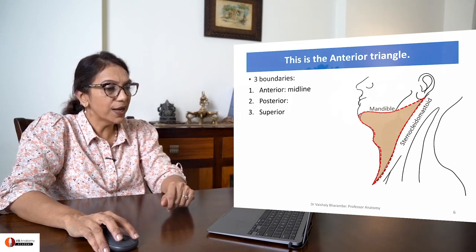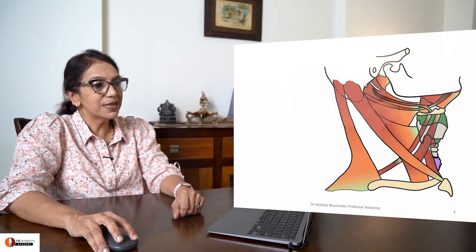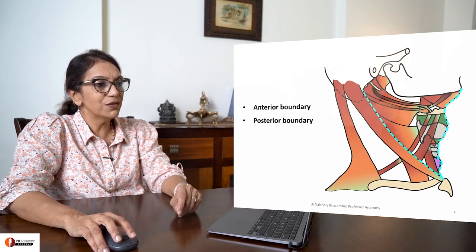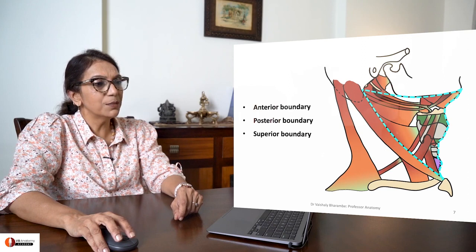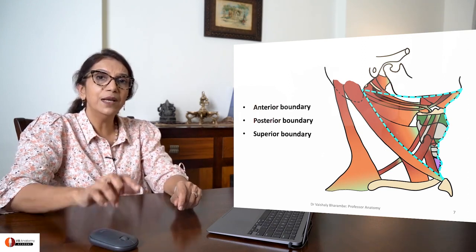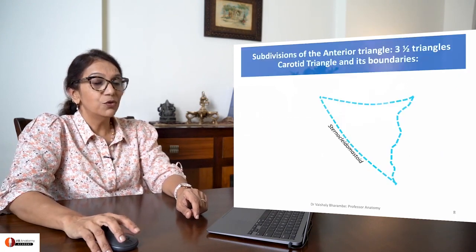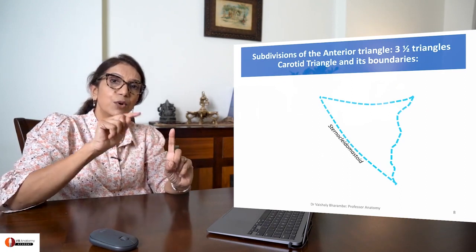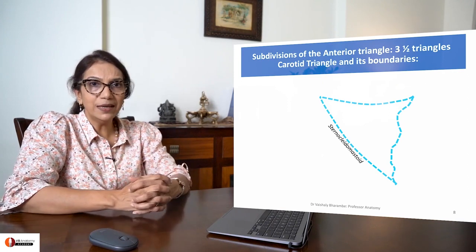Use this image to understand this triangular space on either side of midline in the neck, which is called the anterior triangle. So now this is a dissected specimen. You can see the anterior boundary formed by midline structures, posterior boundary formed by anterior border of sternocleidomastoid, and superior boundary formed by mandible and an imaginary line joining mandible to the mastoid process. Okay. So now draw this in your notebooks quickly. Anterior border, posterior border, and superior border. Okay. I hope you've got that.